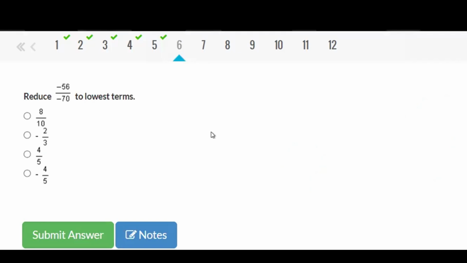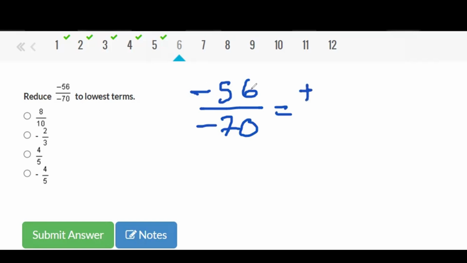This one? So what is negative divided by negative? Negative divided by negative is positive. And we can divide both numbers by what number? What do you think? 56 and 70 could be divided by 2. Yes, they can.